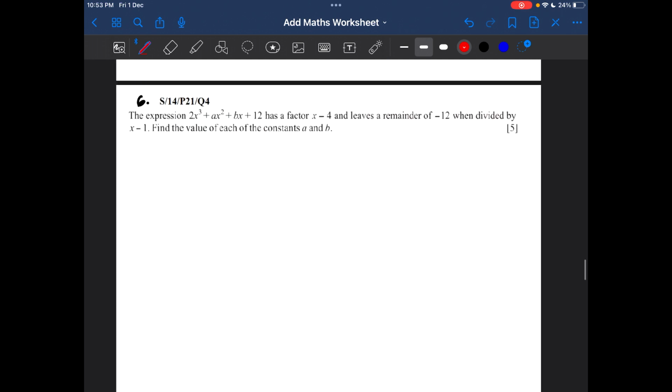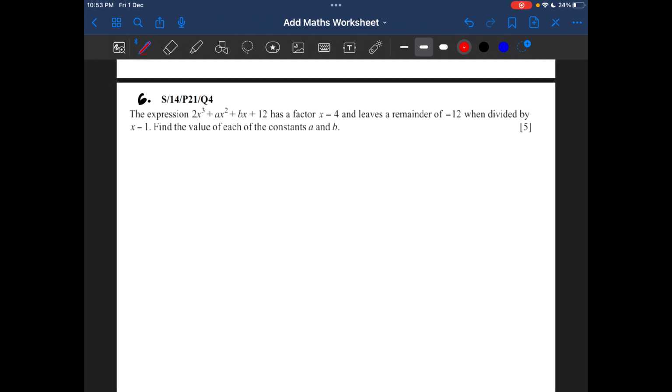Now moving on to question number 6. It says the expression 2x cubed plus ax squared plus bx plus 12 has a factor x minus 4. When it says it has a factor x minus 4, it means when you divide this expression by x minus 4, the remainder is 0. We got the hint over here. The remainder is going to be 0 here. And it leaves the remainder of minus 12 when divided by x minus 1. See, when divided by x minus 1, the remainder is minus 12. So this is the second hint over here. They are saying find the value of each of the constants a and b.